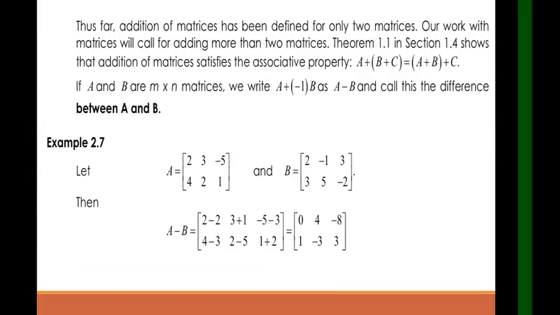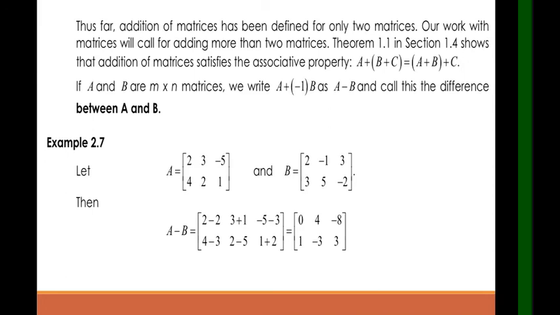Okay, thus far, addition of matrices has been defined for only 2 matrices. Our work with matrices will call for adding more than 2 matrices. Theorem 1.1 in section 1.4 shows that addition of matrices satisfies the associative property, such as A plus quantity B plus C is equal to quantity A plus B plus C. If A and B are m by n matrices, we write A plus negative 1B as A minus B and call it the difference between A and B, just like what I've taught in the previous section.